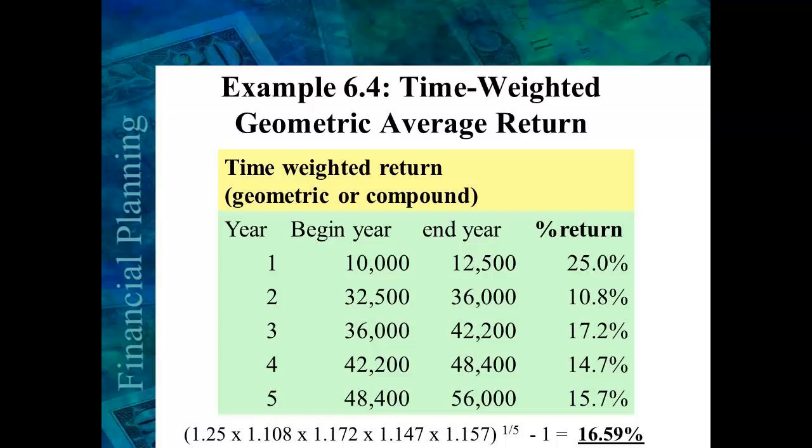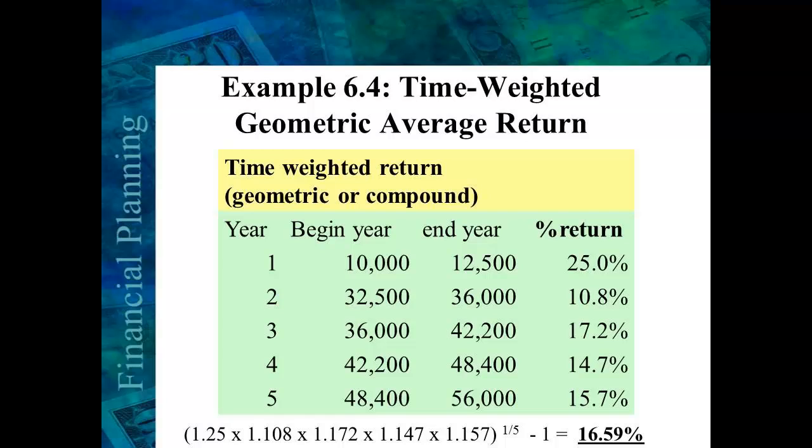The first step for calculating time-weighted returns is to calculate the individual returns for each period. The dollar return in the first period is $2,500. That's $12,500 end of period value minus $10,000 beginning of period value. The $2,500 return, when divided by the beginning of the period value, yields a percentage return of 25%.